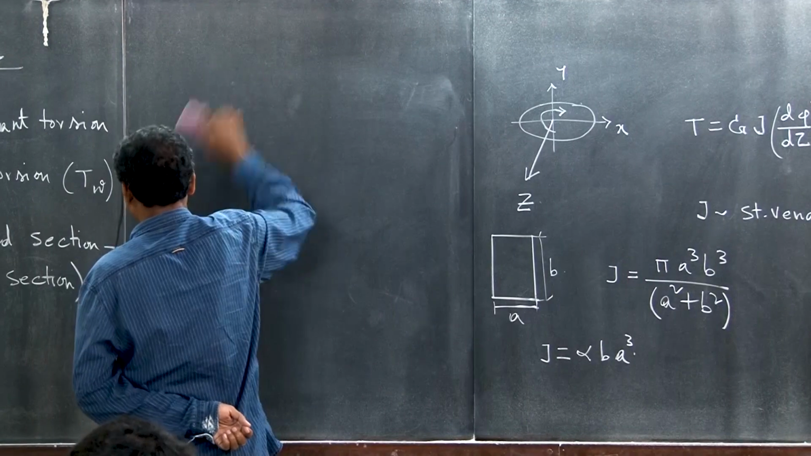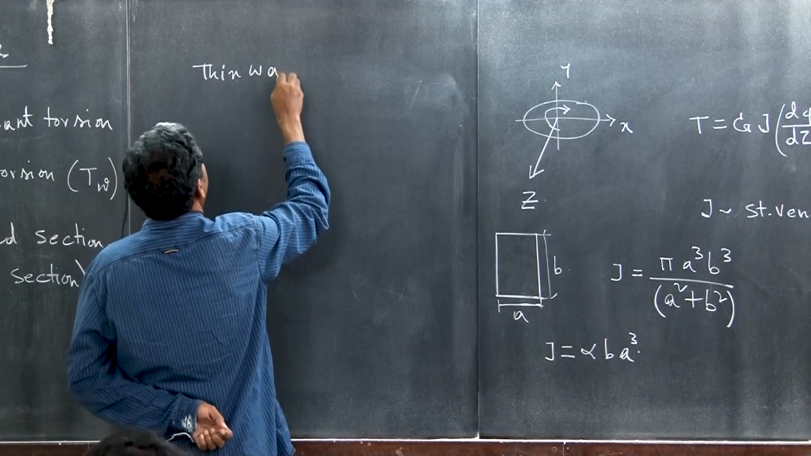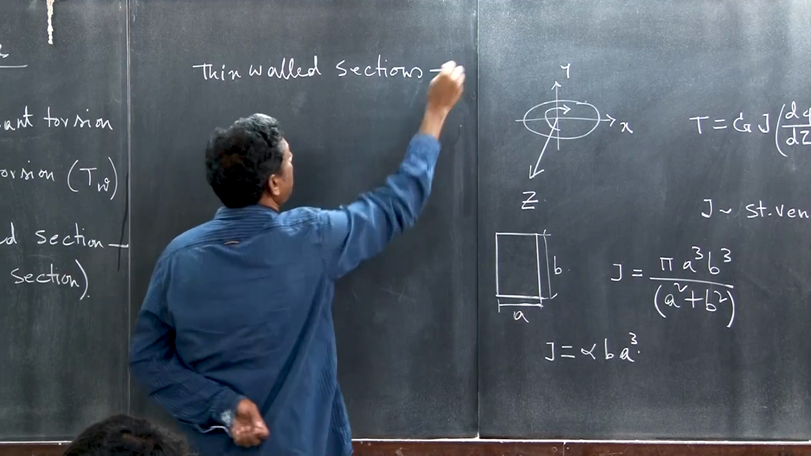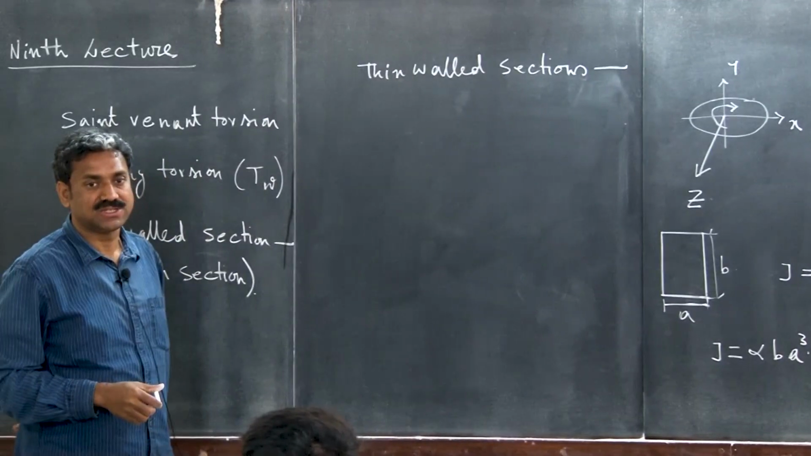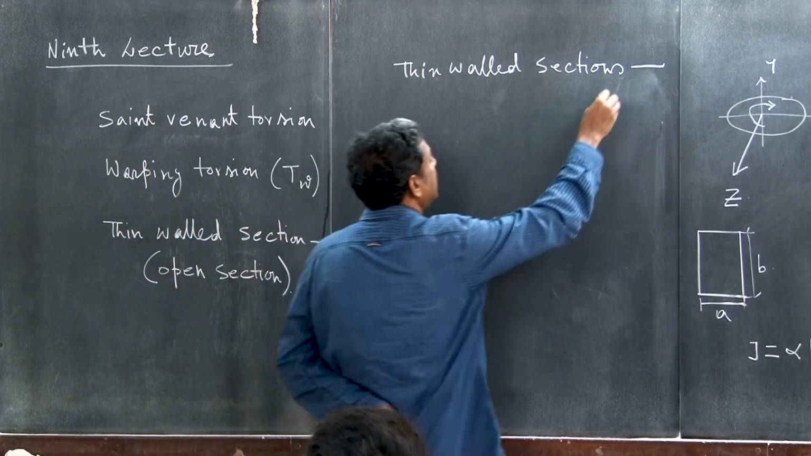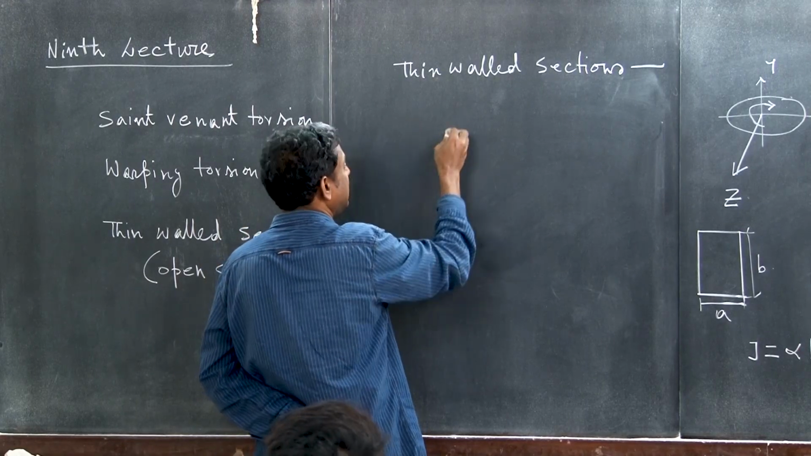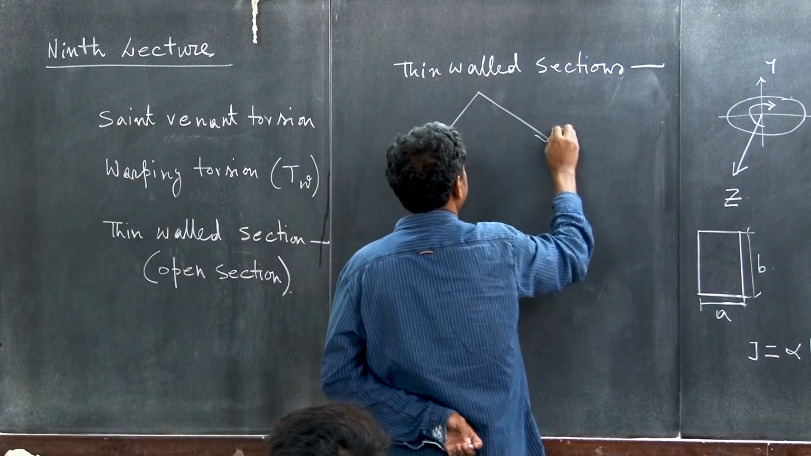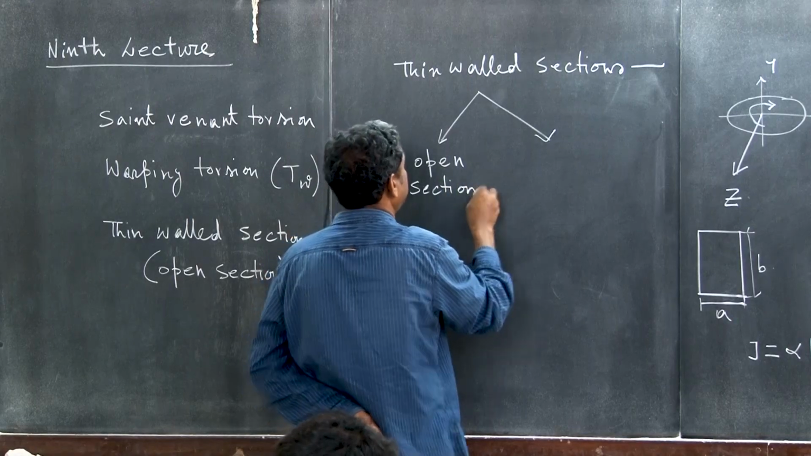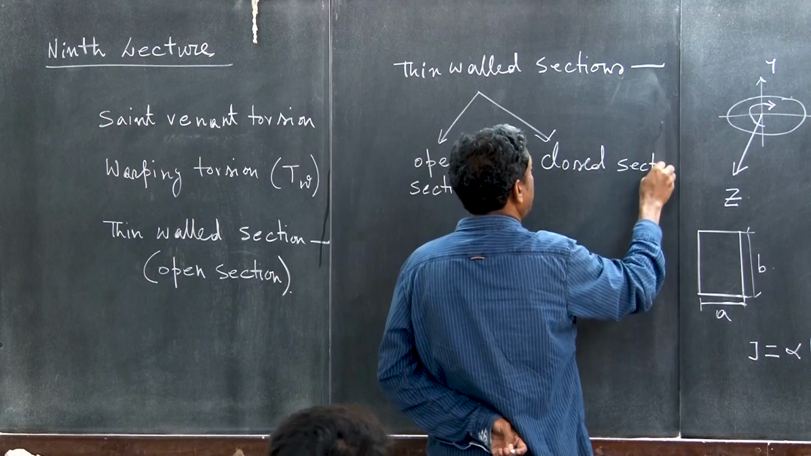And these are for solid cross sections, but if you can recall, now for the thin walled section, there are more general formulations, but let me say for thin walled sections there can be two classifications, one is open section and another one is closed section.